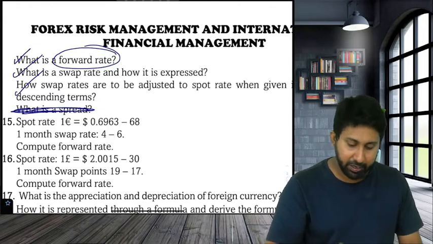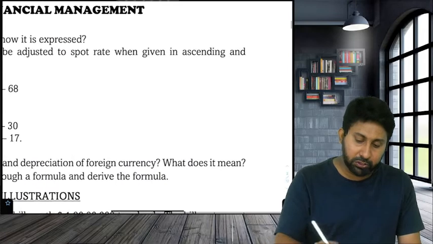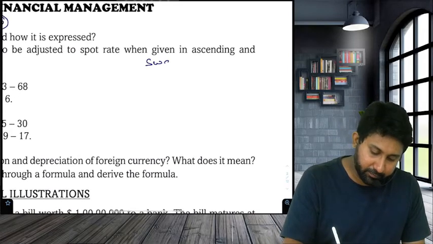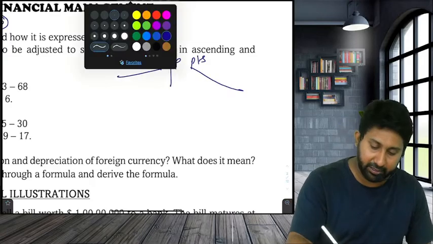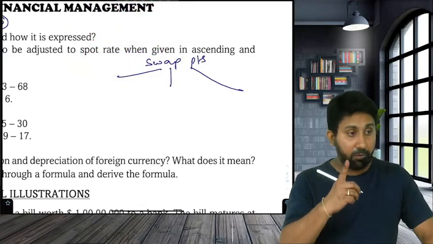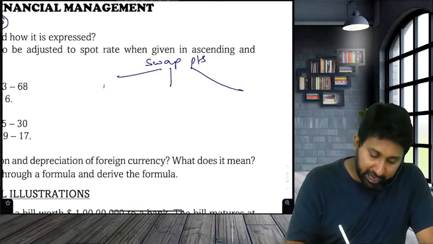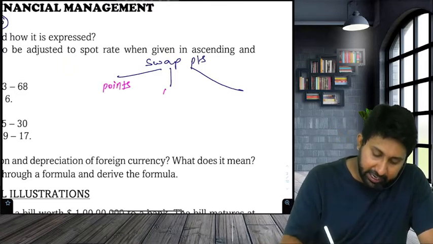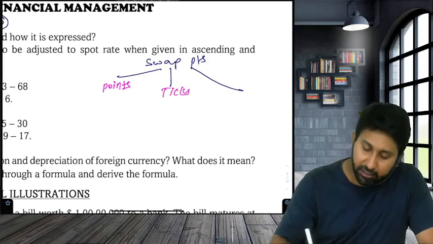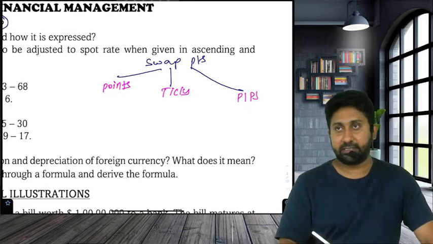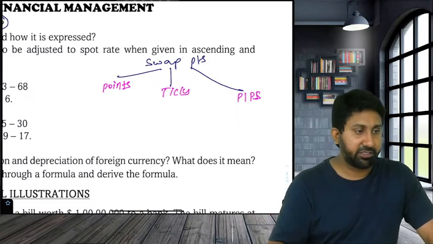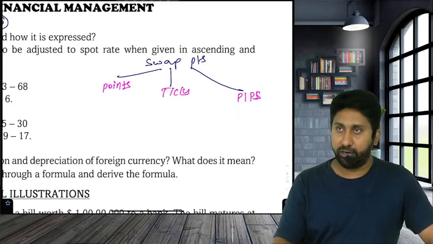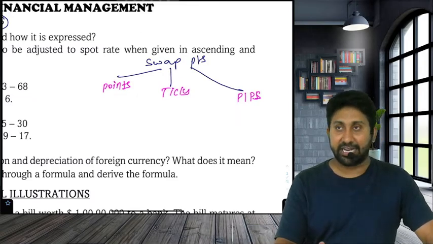Now when it comes to swap points, there are three types. This I want to explain clearly. The first type is called points. The second type is called ticks. The third type is called pips. First, you need to understand the technical language.